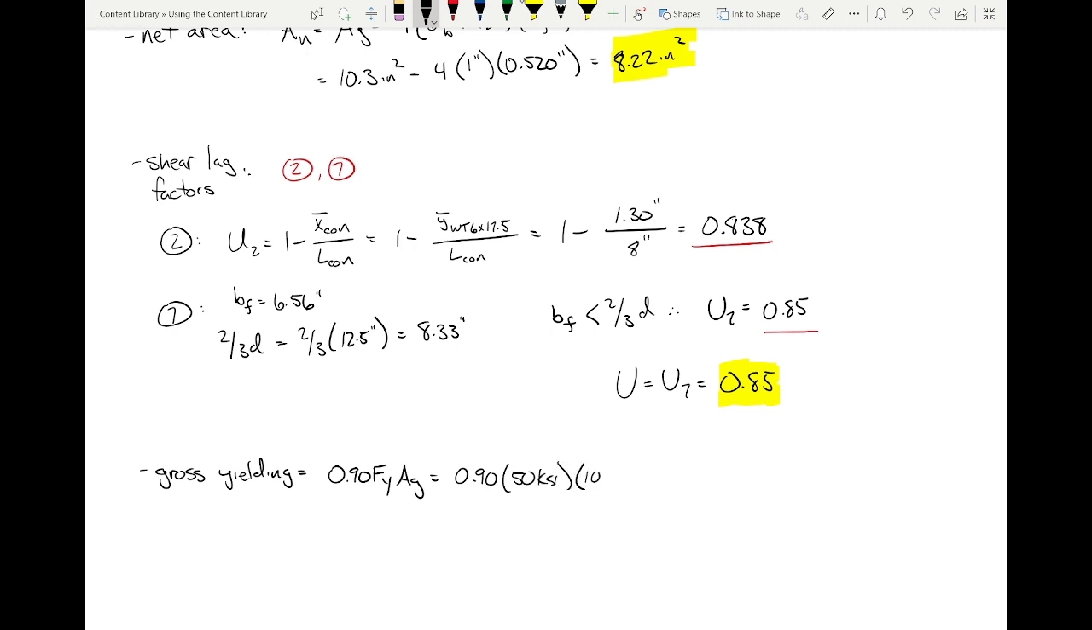Then this is 10.3. What does that come out to be? Now, I'm going to hold off for a sec because I want to explain something conceptually. Let's go back to the loads. How much load are we putting on this tension member?